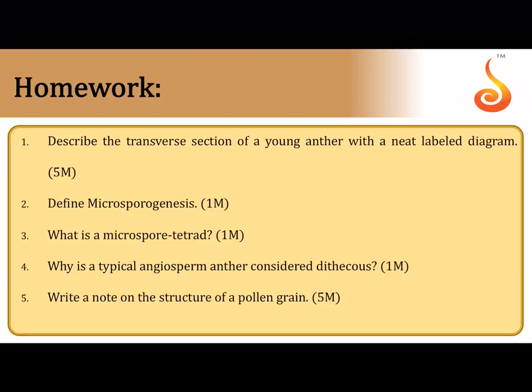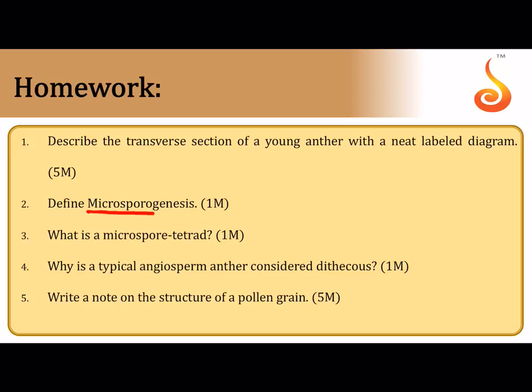Homework for today: two major essay type questions have been asked. One is to describe the transverse section of the young anther, in which you have to show the microsporangium. You also have to show the enlarged view of what is there in the center, the sporogenous tissue, and the four layers which are surrounding the microsporangium in the anther. And then you have to talk about the process of microsporogenesis.